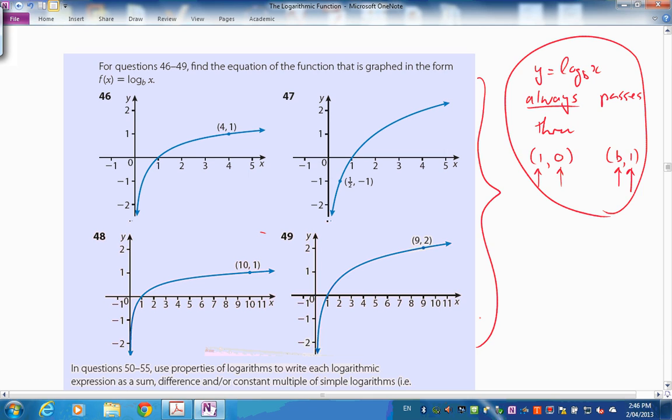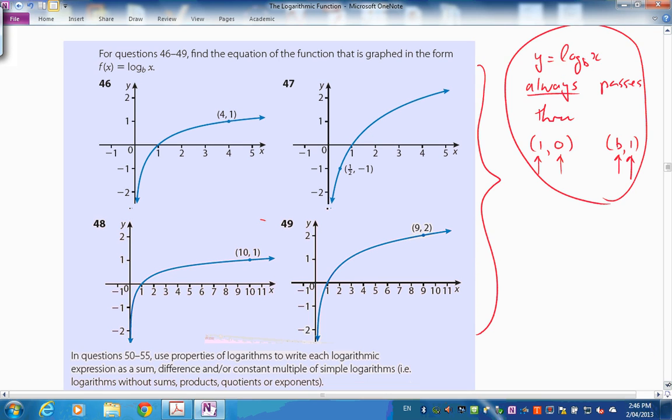Alright, so pause the presentation, have a go. I'm going to go down and then bring up the solutions after we look at the next set.